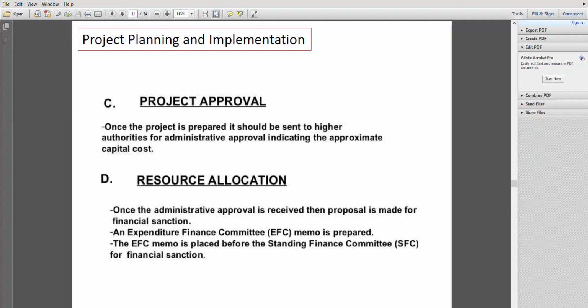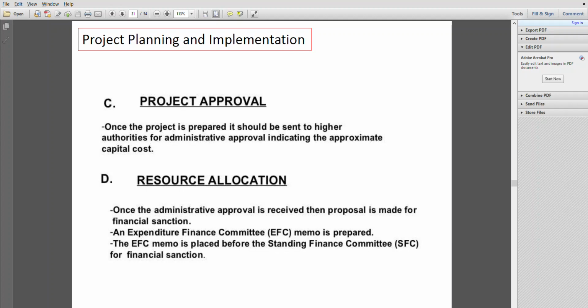Then comes project approval. Once the project is prepared, it should be sent to the higher authorities for administrative approval, indicating the approximate capital cost. If the cost seems viable and available, this project will be further taken for the approval stage. Okay. Then comes resource allocation.